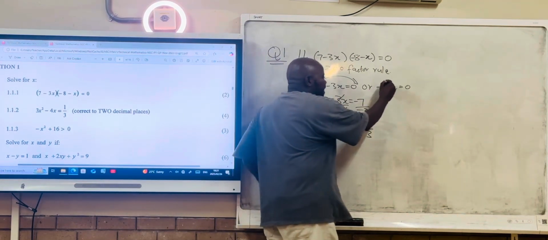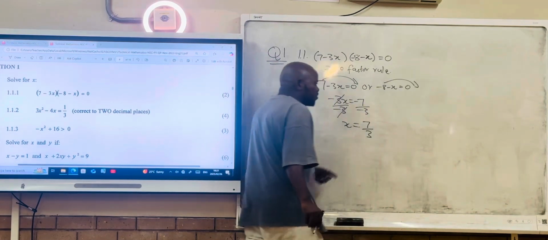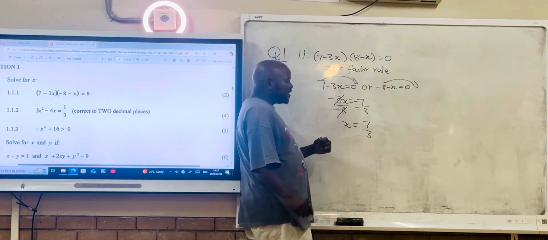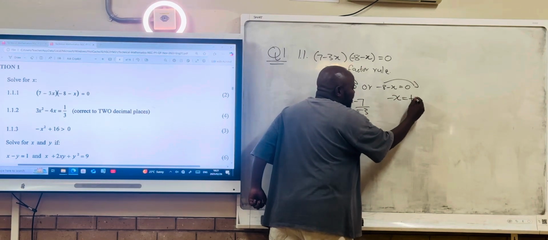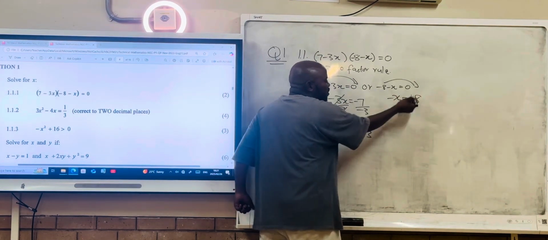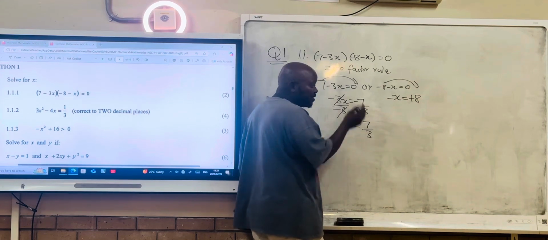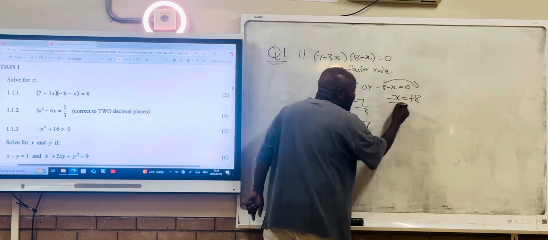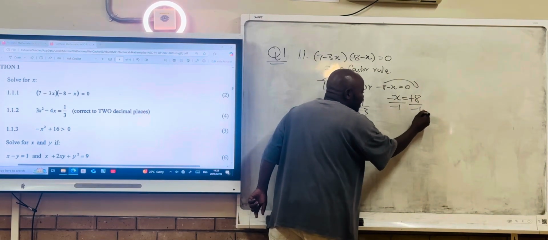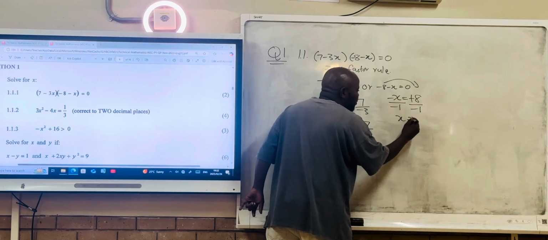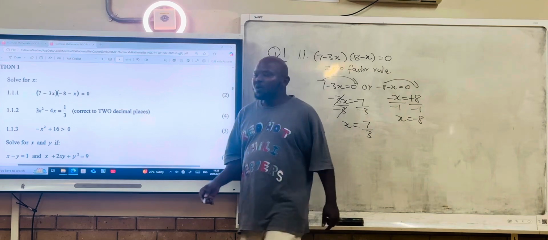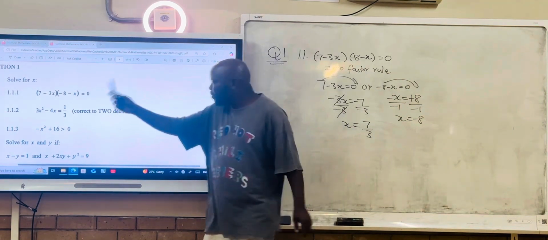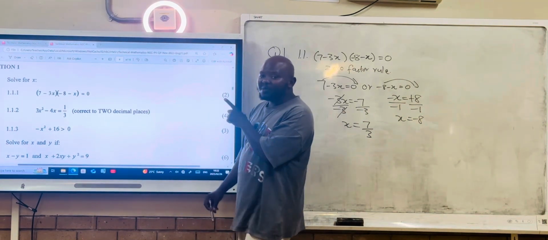Now on this side, we transpose the 8, and the sign changes. We'll be left with negative x is equal to positive 8. I'm just writing the positive 8 to show that the sign is changing. We divide by negative 1, and this will be equal to negative 8. That will be our Question 1.1.1, which is 2 marks.